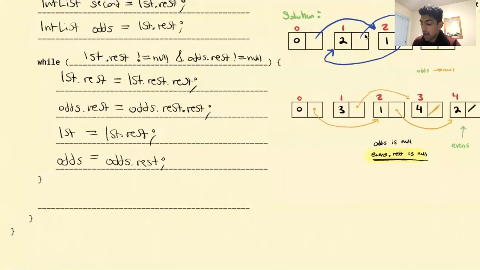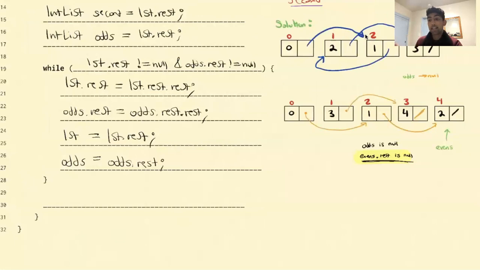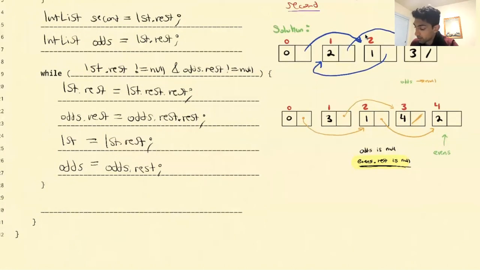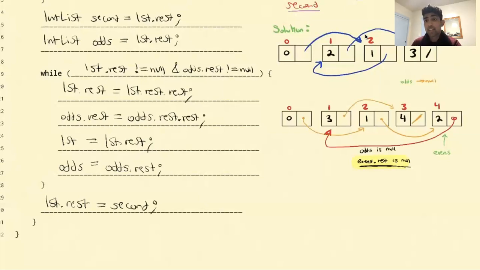And then after this logic right here, once we exit from the while loop, the last thing that we need to do is take that last even index link. Actually, yeah, in this case, it would be this one over here. It's my bad. And we will point that to second. So we will say evens, or in this case, list dot rest is going to be equal to second. So that is the solution for problem 2. I hope you guys enjoyed it, and I encourage you guys to try diving into the last one as well. It's a good practice.